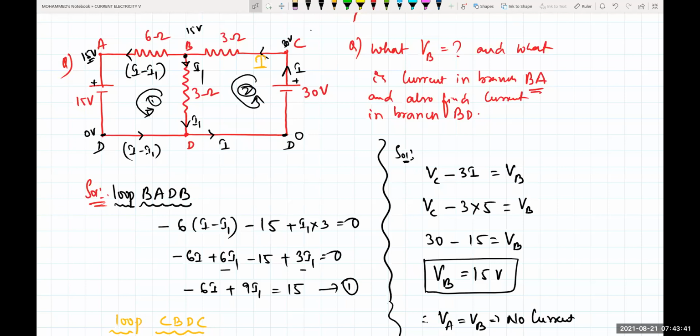Yes, equation. Is the first equation clear?